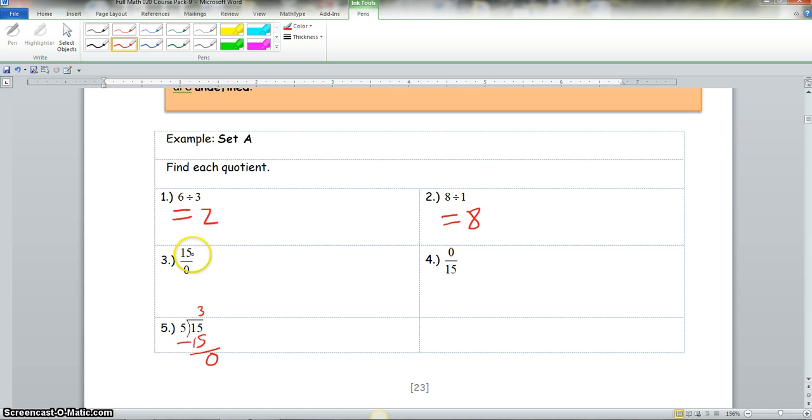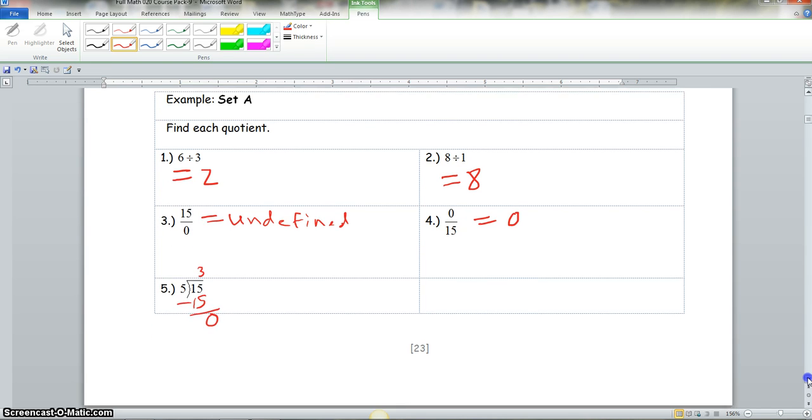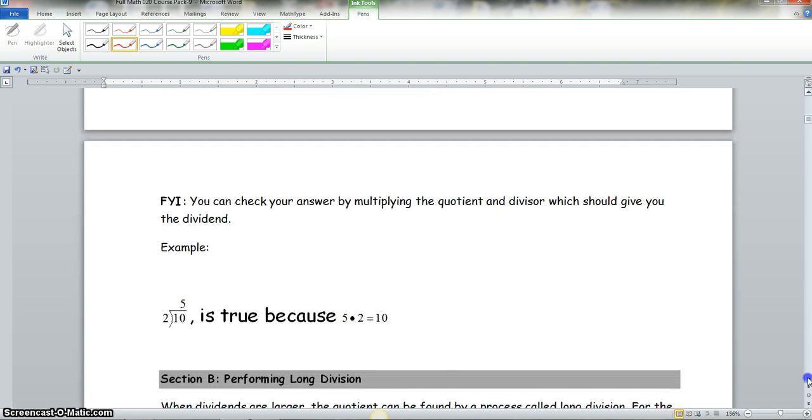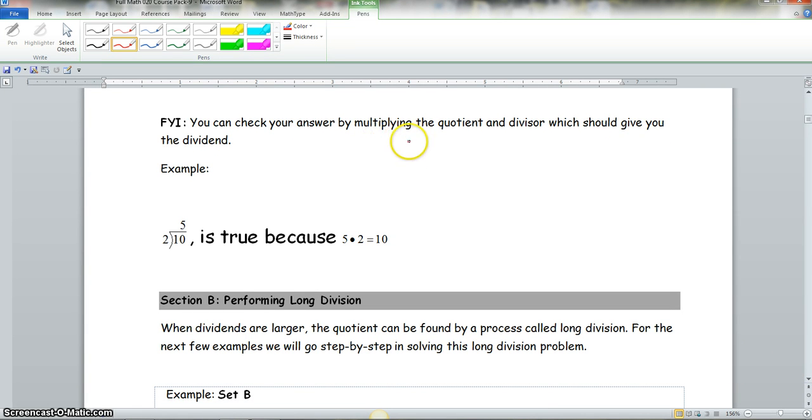Now let's take a look here at number 3. We have 15 over 0. Now according to the rules that we had previously, remember, if any number is divided by 0 except 0, your answer here is undefined. And here, 0 divided by any number except 0 is 0. Now, it says, for your information, you can check your answer by multiplying the quotient and divisor, which should give you the dividend. So basically what this is saying, if you take the divisor and the quotient, it will give you your dividend. 2 times 5 is 10. So that makes it true.